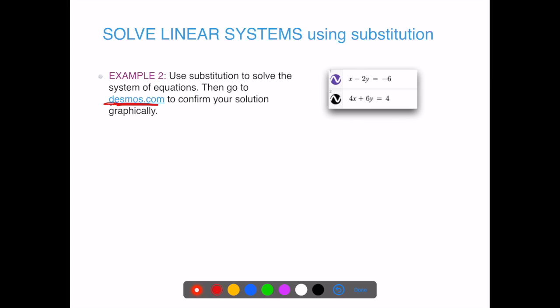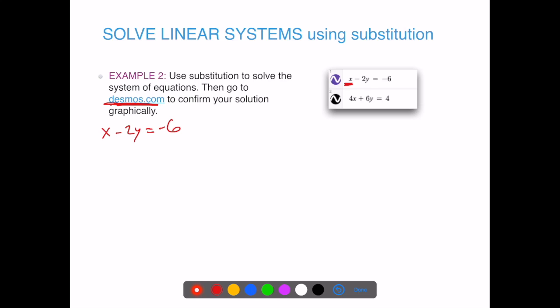But anyway, we have a problem here because I don't have anything solved for x or y. You can see up here I have x minus 2y equals negative 6. On the second equation, I have 4x plus 6y equals 4. So neither of them are solved for x or y, so that's not going to be very easy to substitute. So what I'm looking for, though, is either one where the coefficient is 1. And so if I look at this, that's the one I want to solve for, just that x. And the reason is because I won't have to do any division.